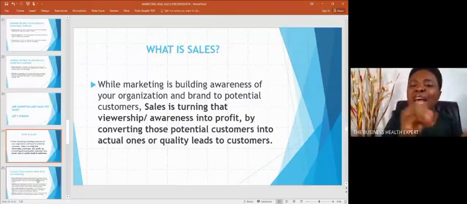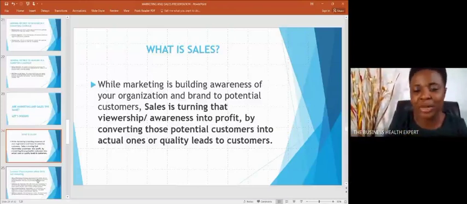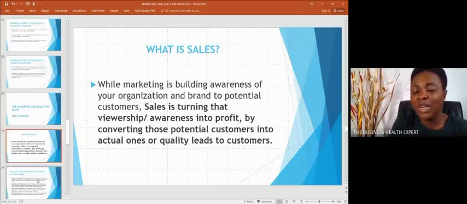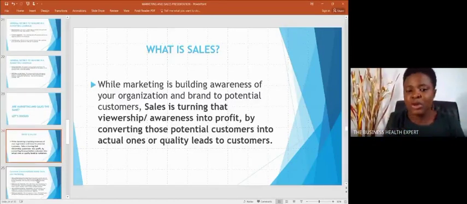Sales is turning that awareness into profit. Yes, somebody talked about what it takes for people to buy. Sales is turning that awareness into profit by converting those potential customers into real customers, or quality leads into customers.